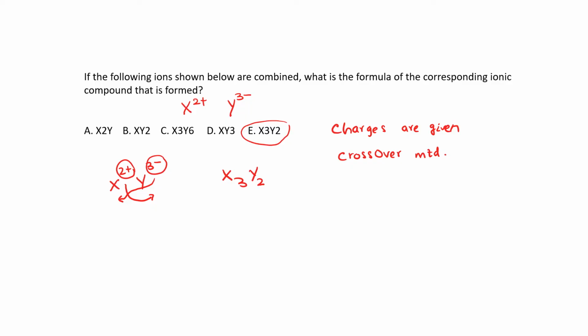If the following ions shown below are combined, what is the formula of the corresponding ionic compound that is formed? This is a question where the charges are already given to you. X has 2 plus charge and Y has 3 minus charge. If in any case you are given elements like, let's say, oxygen or calcium, you have to go to your periodic table and figure out what the ionic charge is if it is not given. So in this case charges are given.